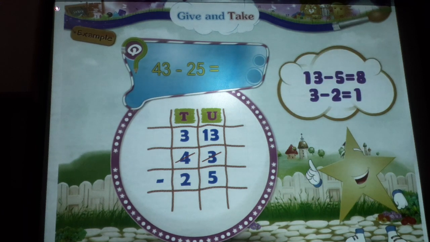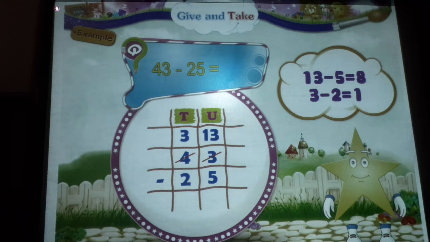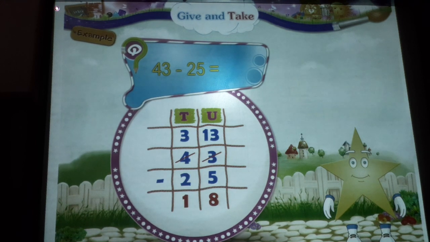Yes, 13 units minus 5 units is 8 units. 3 tens minus 2 tens is equal to 1 ten. Therefore, 43 minus 25 equals 18.